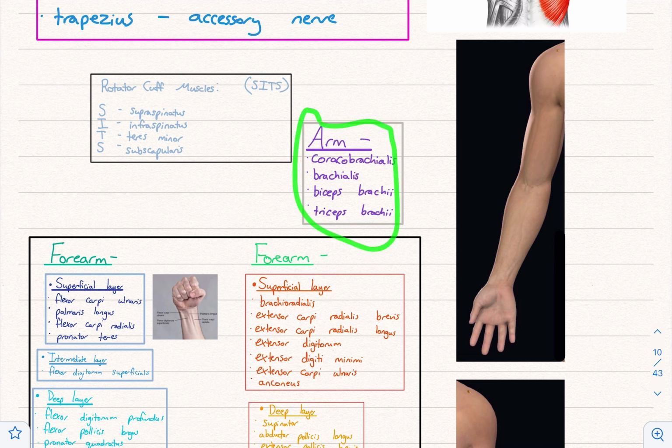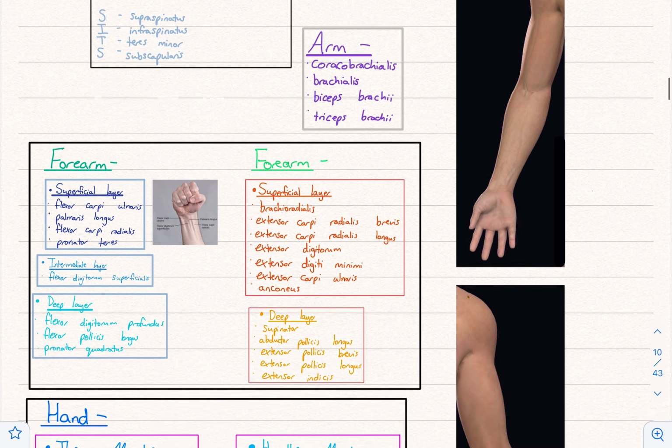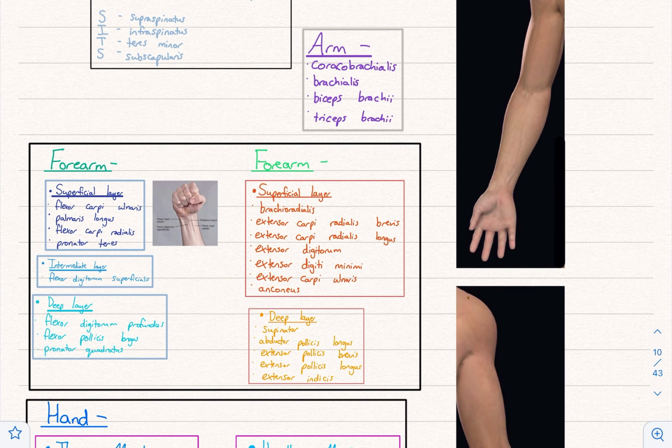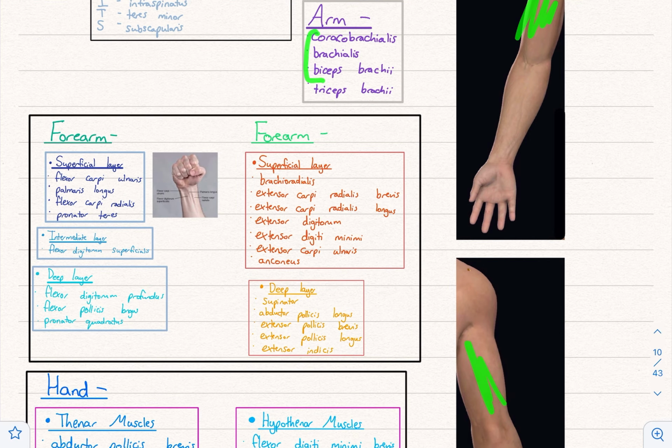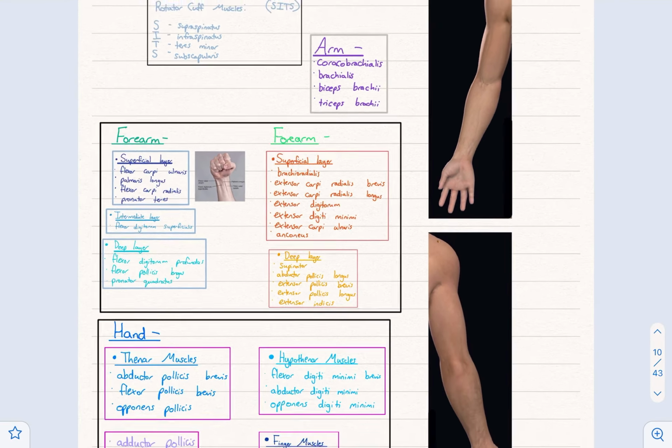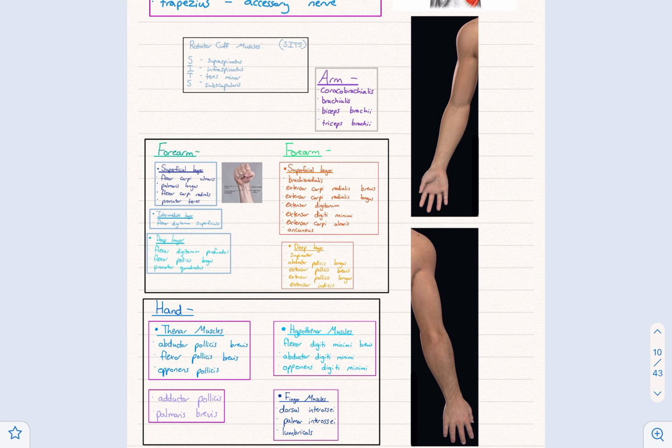Going on to the arm now. So there's just some muscles here: coracobrachialis, brachialis, biceps, and triceps. These ones at the front here, triceps at the back there. Okay, I'm not going to go into detail with them, just get an overview first.